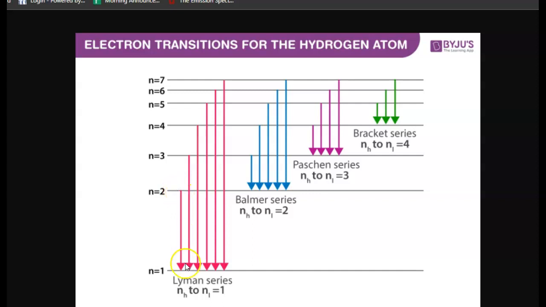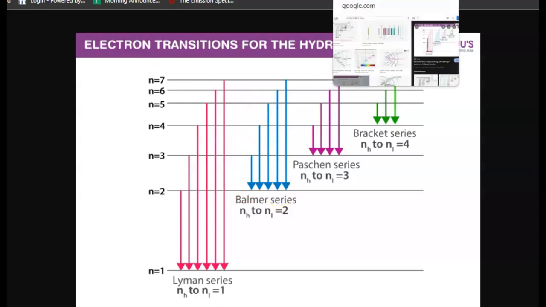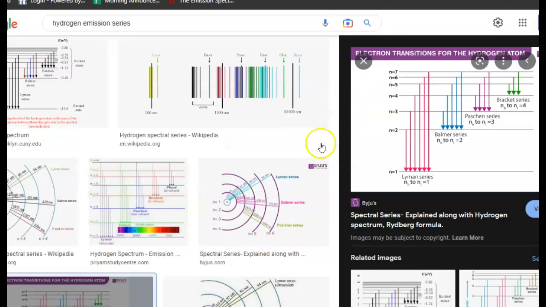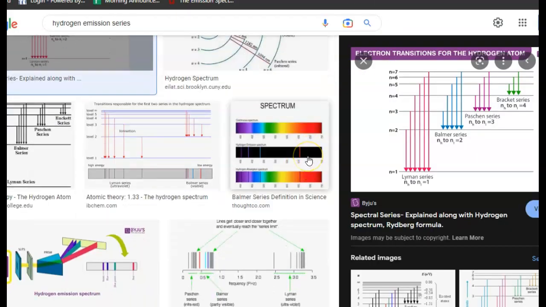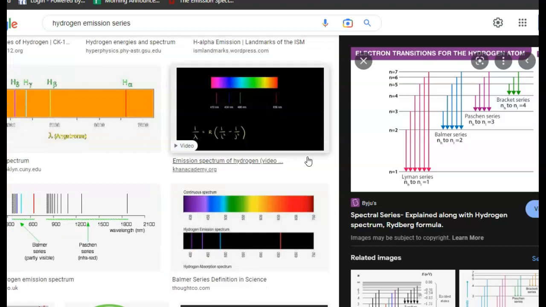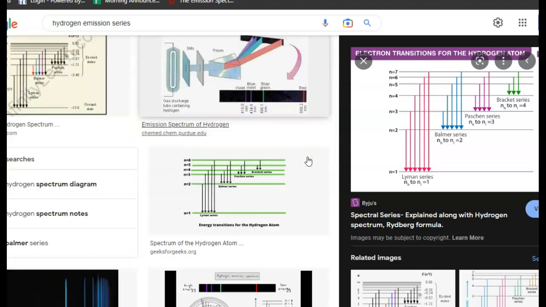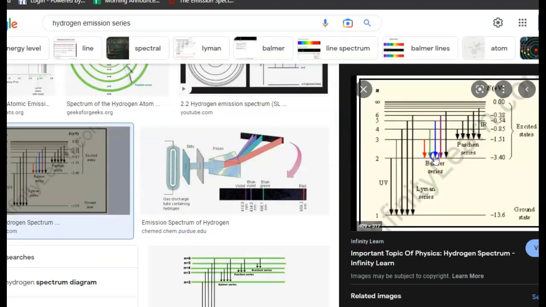It can go from the second to the first. Anytime it falls all the way down to the first energy level, that's in the Lyman series. But it could also fall from the third to the second, or any other energy level down to the second. And that's what they call the Balmer series. What I'd like you to see is the different colors of light. So this one shows it a little bit better.